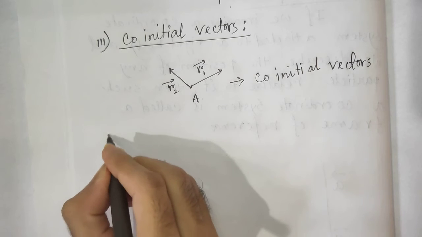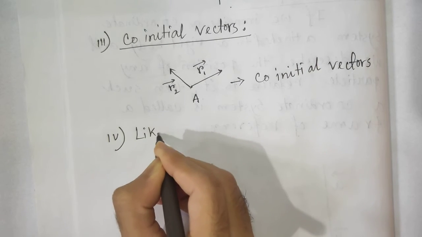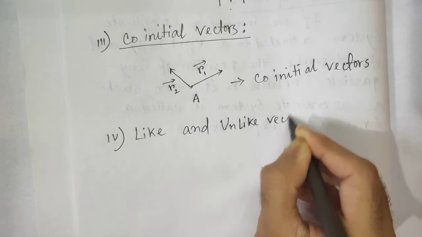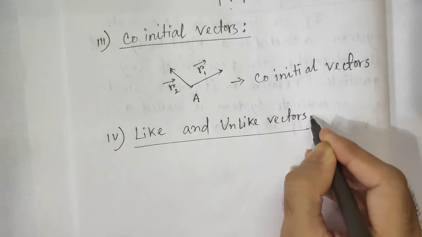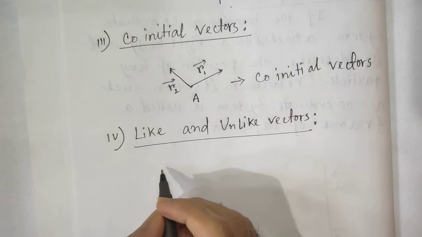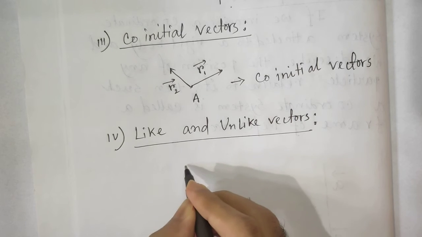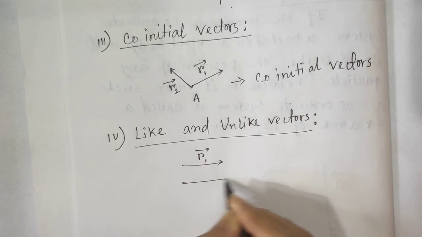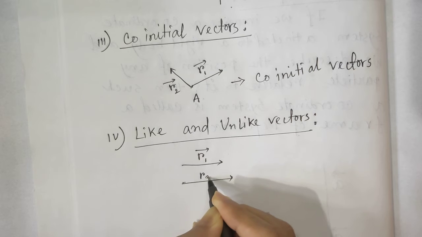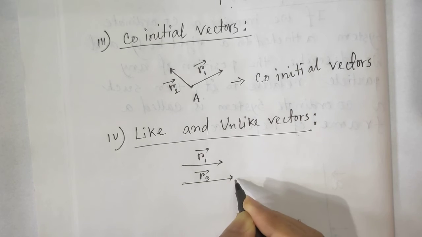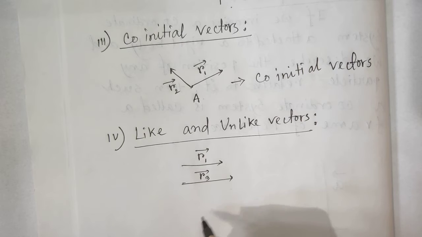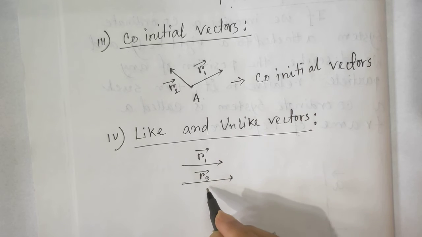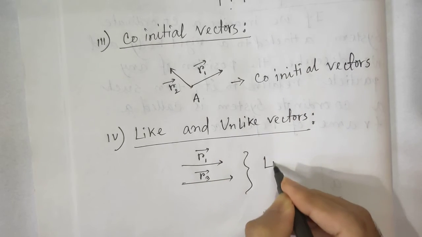Number 4, like and unlike vectors. What are these two? If two vectors have the same direction, like here is r1 vector in this direction and there is another vector which is something like r3 which has the same direction as the r1, then we call r1 and r3 like vectors.